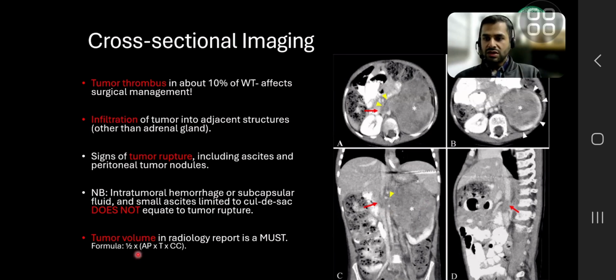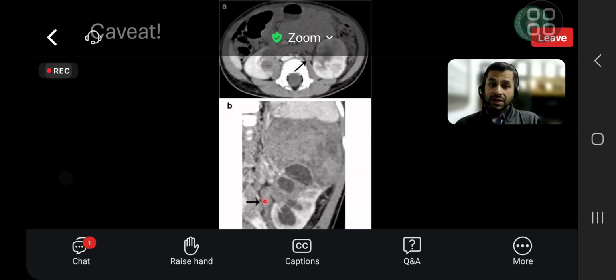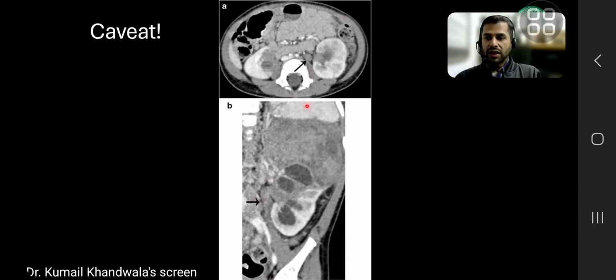Now, a key consideration is the presence of any ureteric involvement, which should also be carefully scrutinized and can be easily missed as well. So making use of the reformatted images for detection of ureteric involvement is crucial.